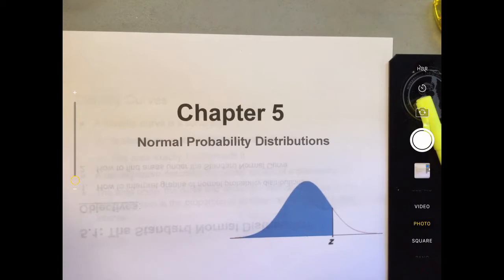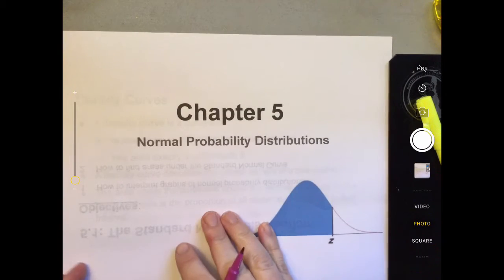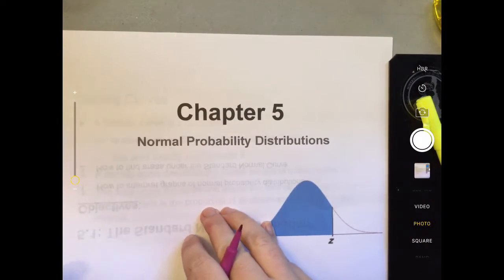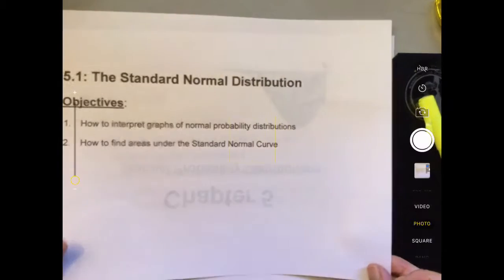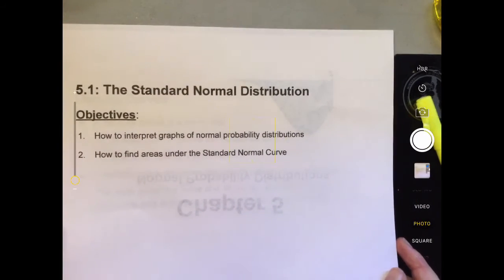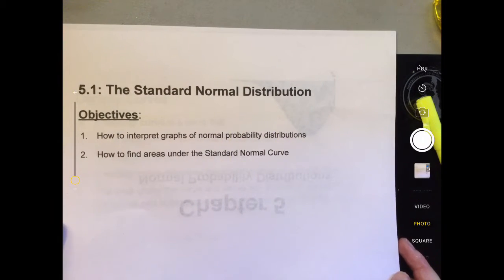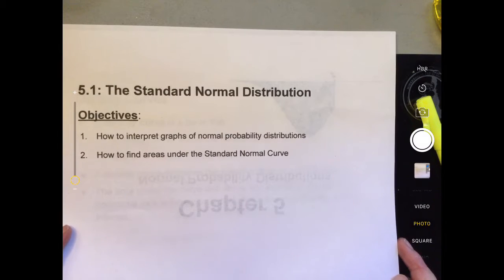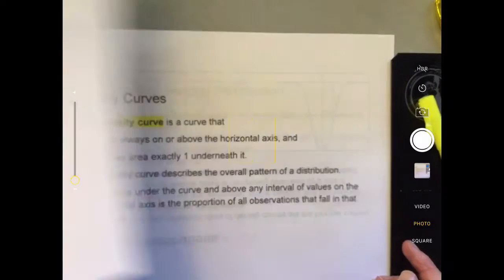Hi, Math 117. Sorry that this is the last video going up, but I'm going to do 5.1 using the z-score chart. So in 5.1, the goals are how to interpret graphs of normal probability distributions and how to find areas under the standard normal curve.